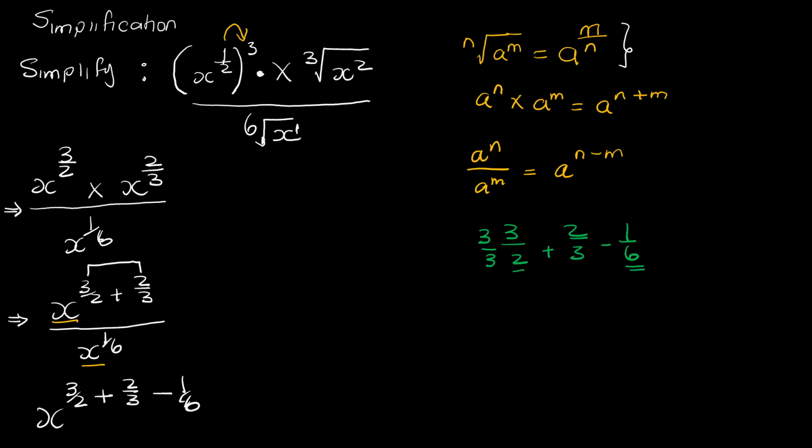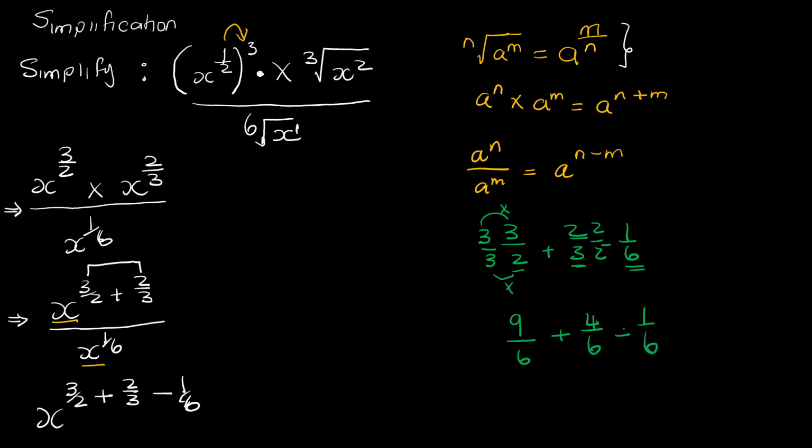So we do the same. Look at this 3. How can we make the 3 to be 6? We can multiply top and bottom by 2. So 3 times 3, we are multiplying these 2. So what is 3 times 3? That's 9. Then over 6. Then I'm going to have this plus 4 over 6 minus 1 over 6.